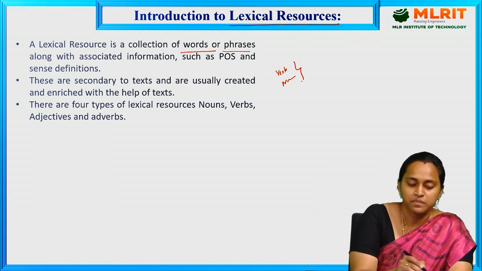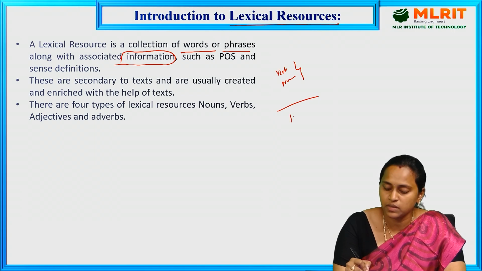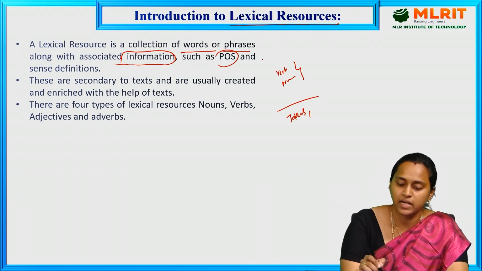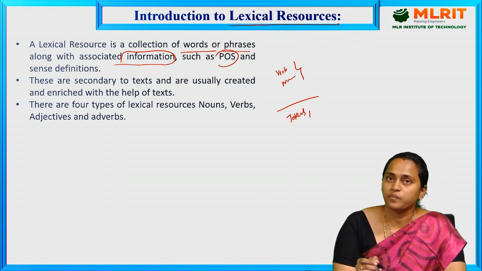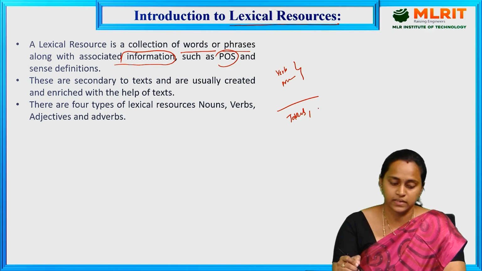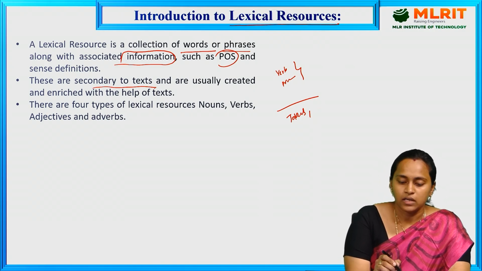With associated information, that means some sentence. Whenever we are taking a sentence, the sentence will be divided into some tokens. The tokens are called words. These are called phrases, with POS, parts of speech tagging, and some sense. That means within the sentence we have to follow the surrounding of that text. These are secondary to text.